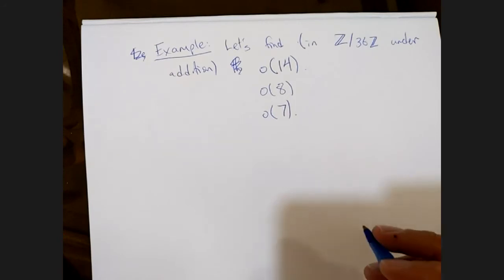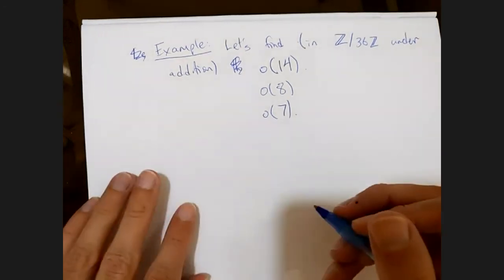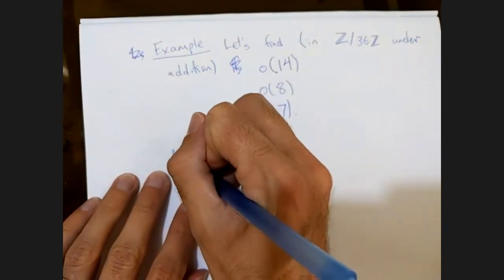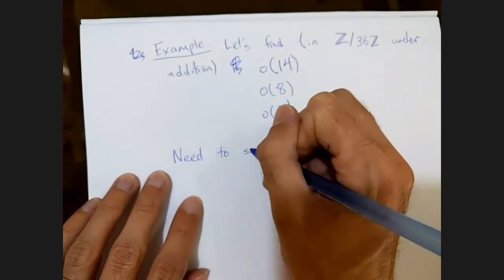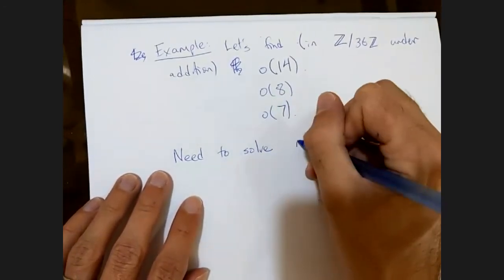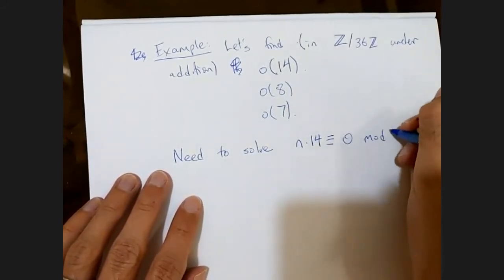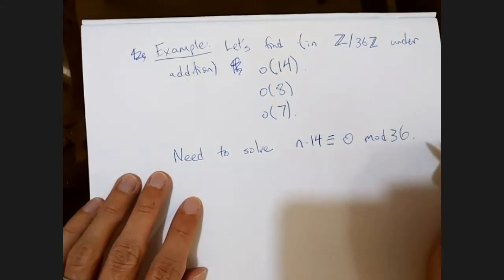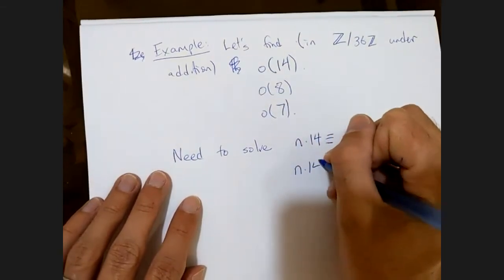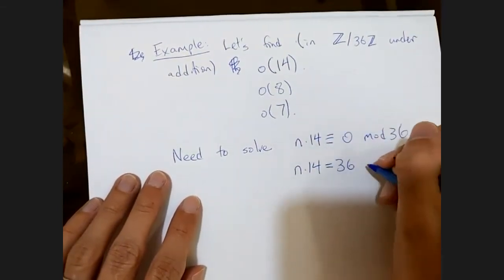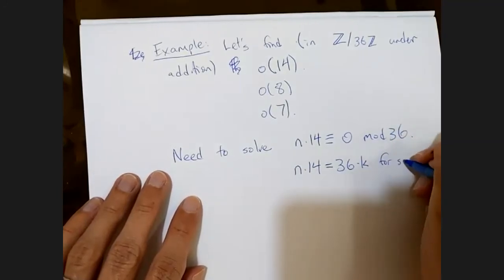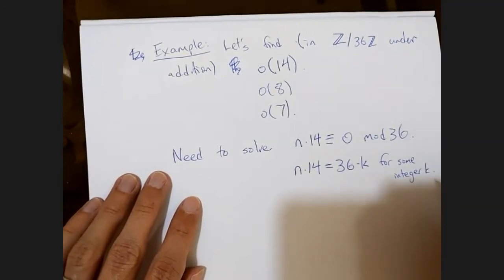Okay, so we need to solve n times 14 is congruent to 0 mod 36. If we rewrite this, it means we need to solve n times 14 equals 36 times k for some integer k. Okay. And we're solving for n, and k can be whatever.